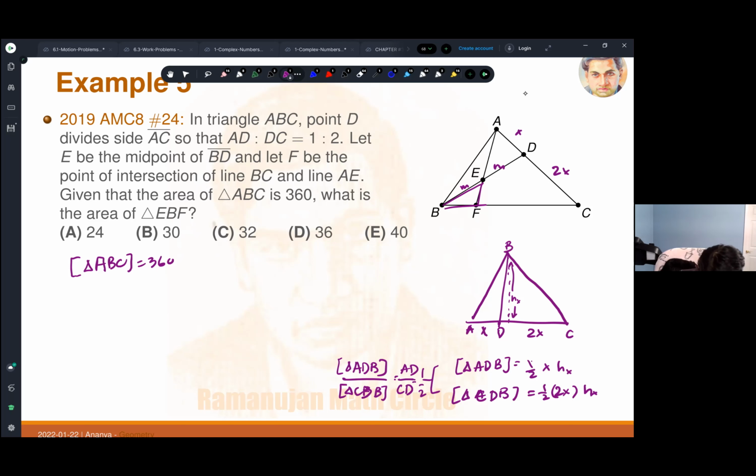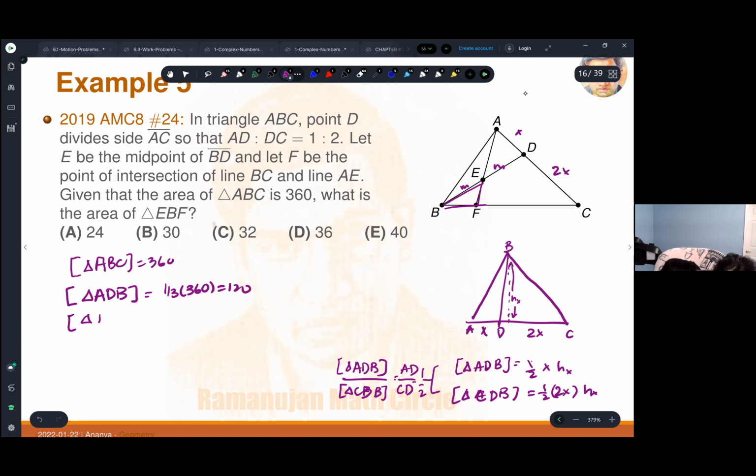And so from that, since the total area is 360, we know that the area of triangle ADB is 1/3 of 360, which is 120. And the other one, CDB, is 2/3 of 360, which is 240. Okay. So now we're going to break it up further.